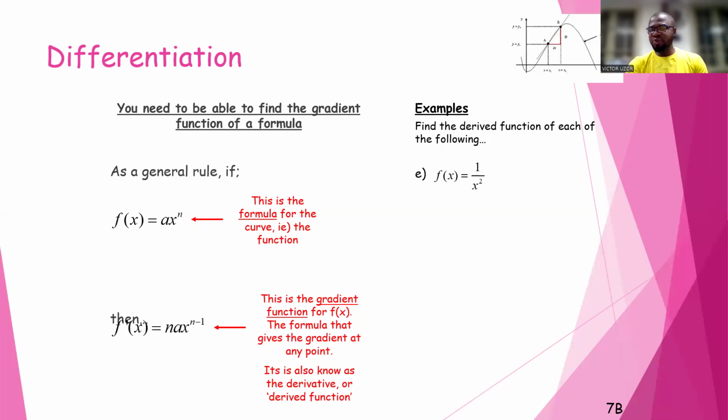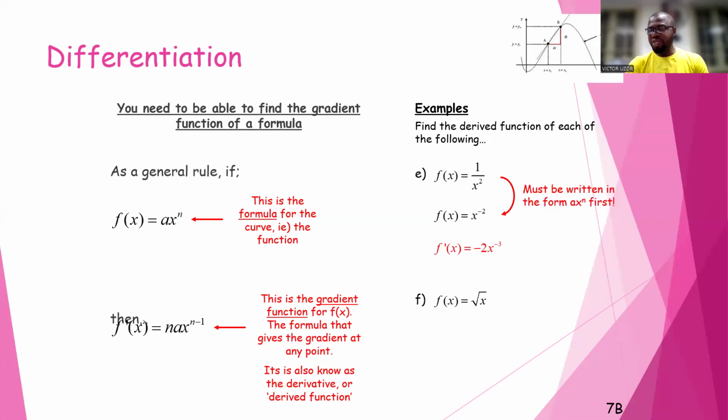Look at this one. Find the derived function of each of the following. f of x is equal to 1 over x squared. It's still the same thing. Understanding indices is important. If you have a problem with indices, I would like you to watch some of the videos I've posted earlier on indices. 1 over x raised to power 2 is the same thing as x raised to power -2. Then you subtract 1 from -2, which gives you -3, and you multiply the -2 with the function, and it will give you -2x raised to power -3.